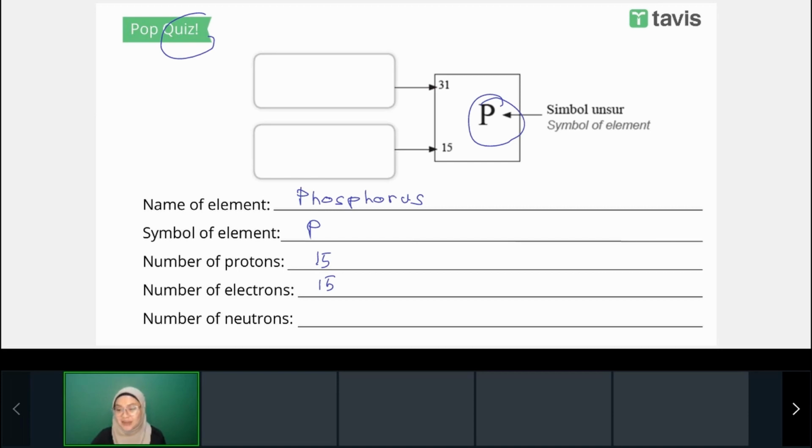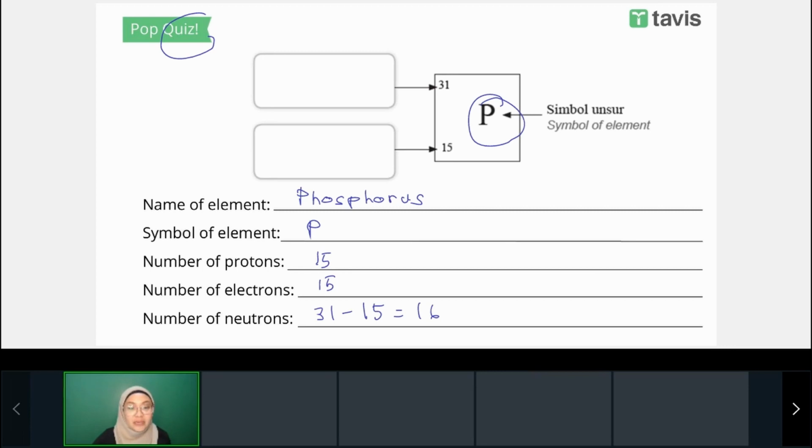How about, okay, just now you did ask about how to find the neutron number, right? You say that we just minus it. So how to minus it? What minus what? Okay, the formula just now, nucleon number. Yeah, 31 minus 15. You're gonna get 16 as the number of neutrons.